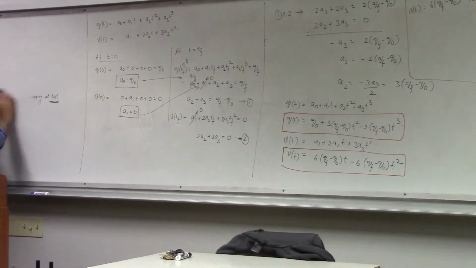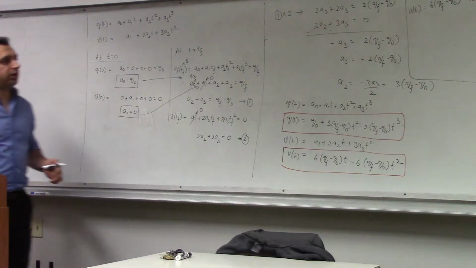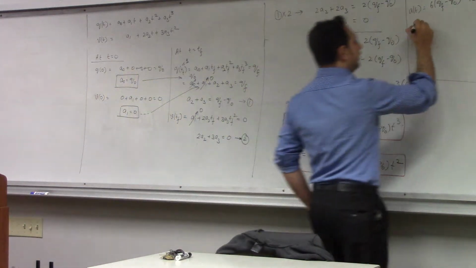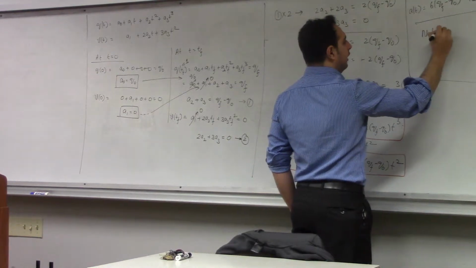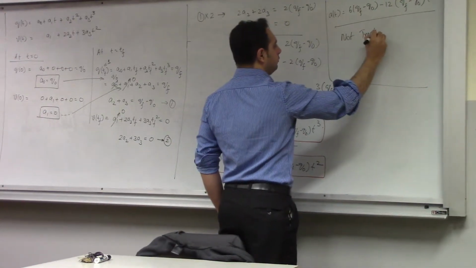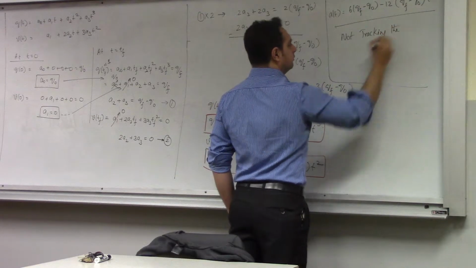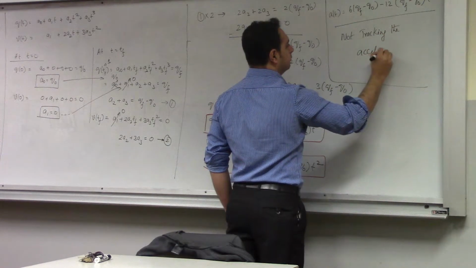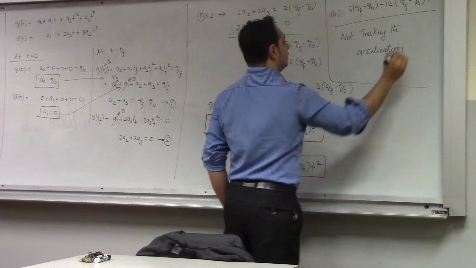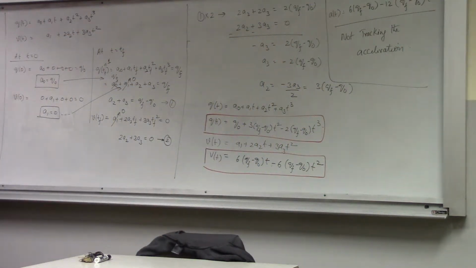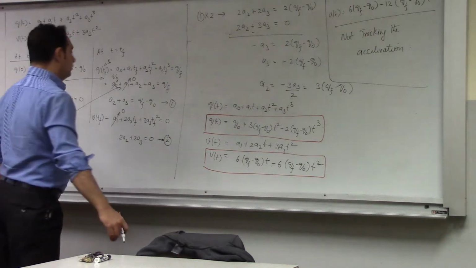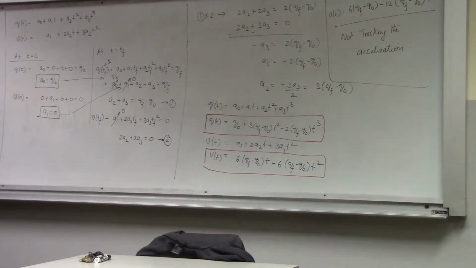So this is a very simple case. Obviously, you're not tracking the acceleration. This is not being tracked. Using a cubic polynomial, you cannot track the acceleration. You're unable to track the acceleration using a cubic polynomial.